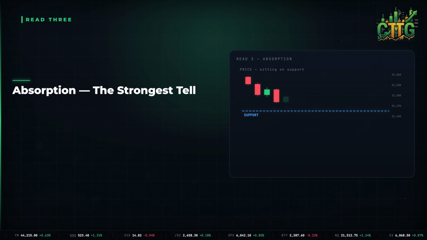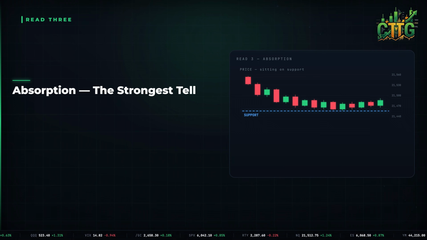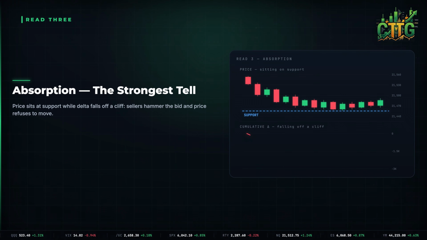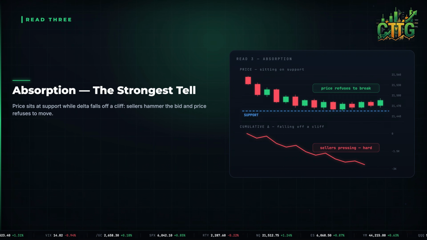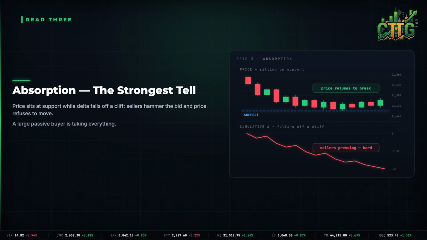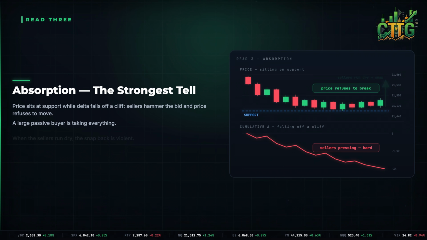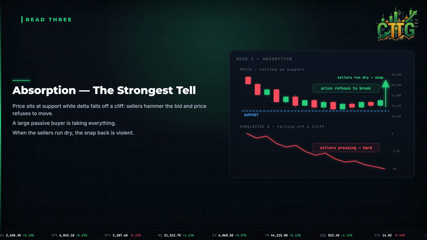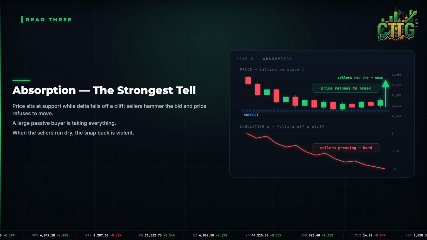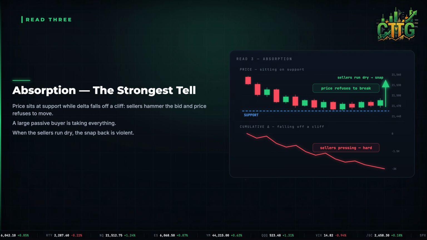Third read, the strongest one, absorption. Price sits at support and refuses to break. Meanwhile, the delta line is falling off a cliff. Sellers are hammering market orders into the bid, and price doesn't move. Someone very large is sitting there, passively taking every contract they sell. When the sellers run dry, there is nothing left to push price down, and the snapback is violent. If you watch the absorption video, this is the same event.